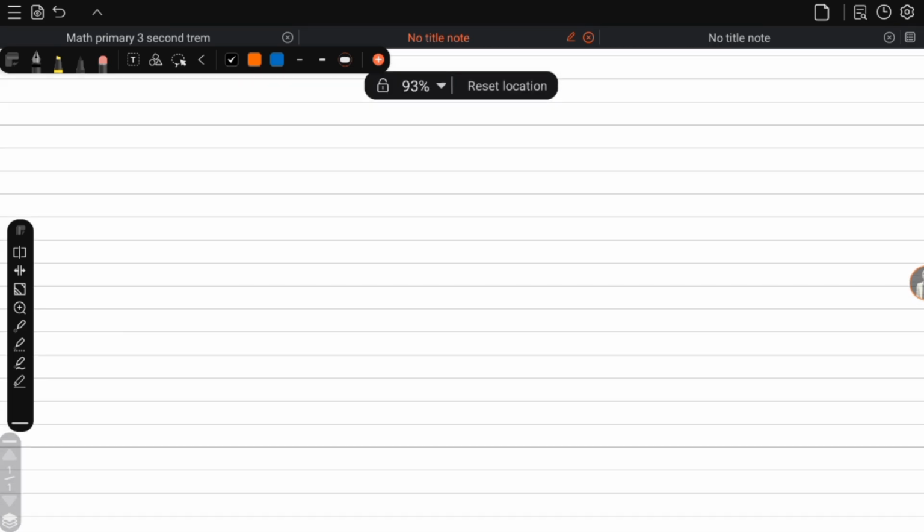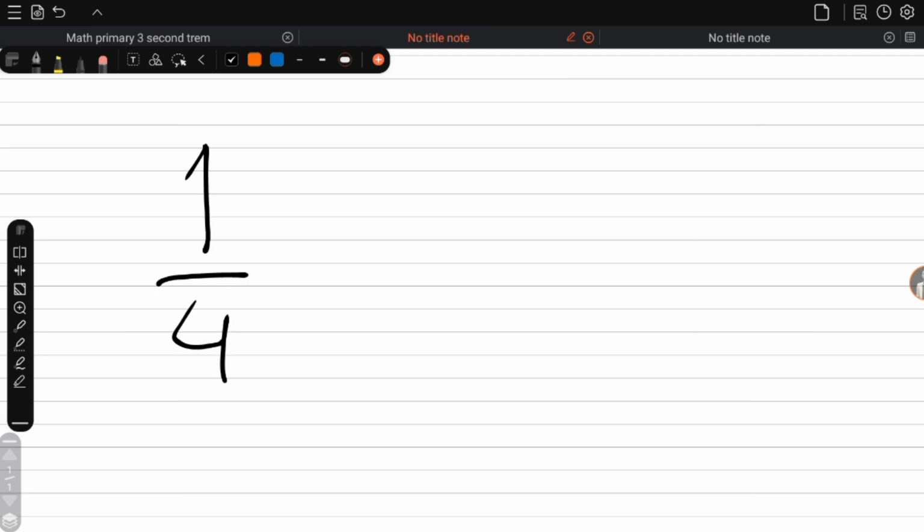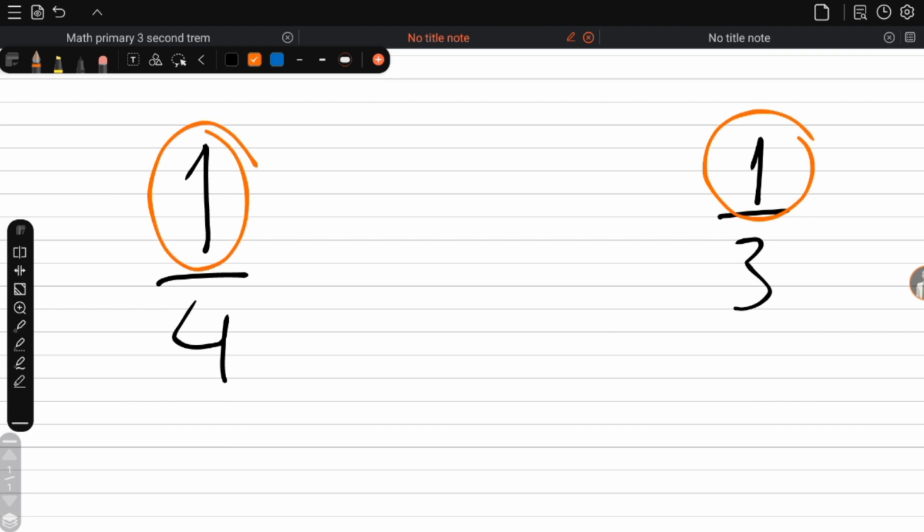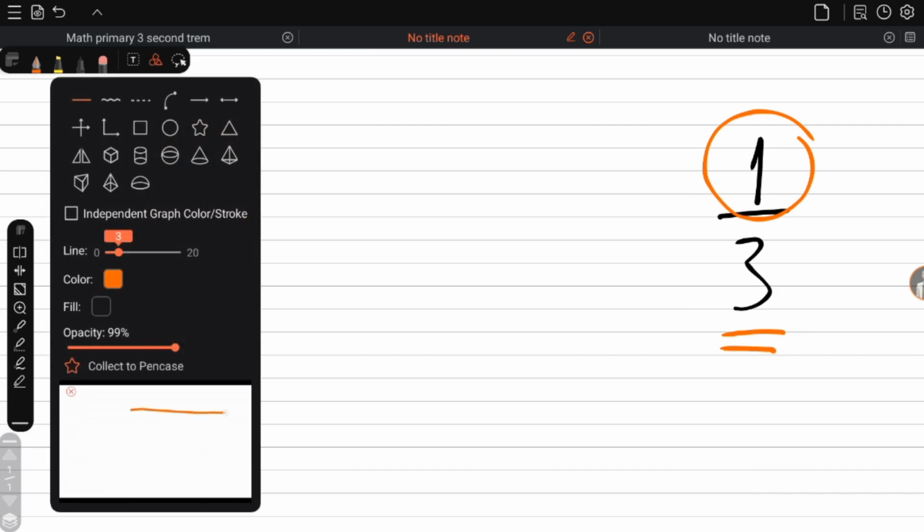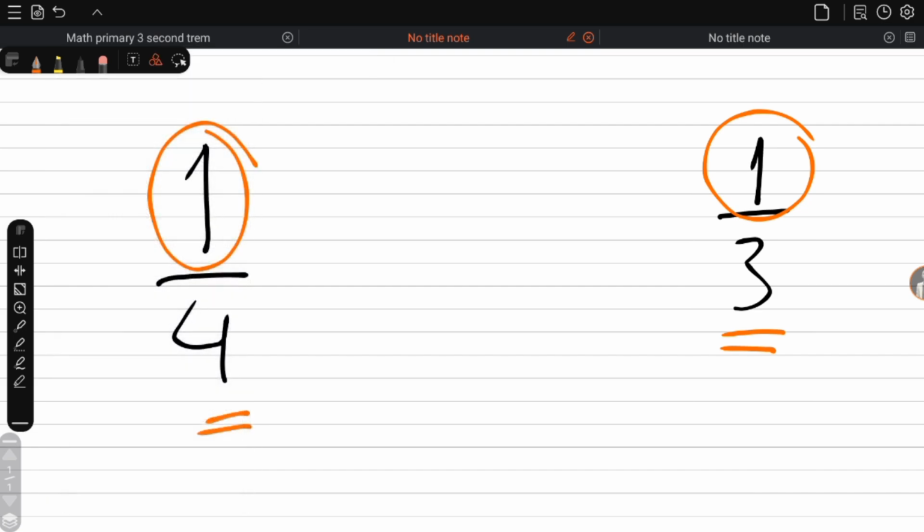So we can find an important rule from here. If I have 1 over 4 and 1 over 3, mister, I see that they are like numerators, and they are different in the denominators, 3 and 4. Which is greater, mister? 1 over 3 or 1 over 4? Okay, mister. Let's see.